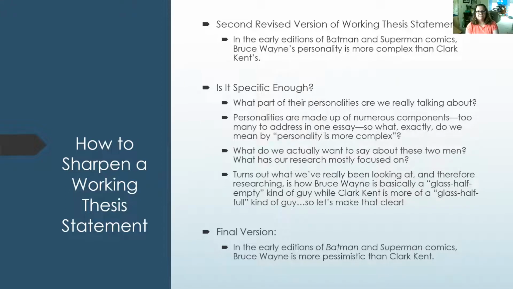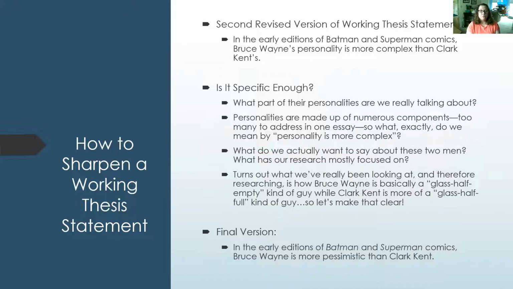Our original version, right? Batman's personality is more complex than Superman's. That was a good starting place. That was a good working thesis statement to get the ball rolling for us, so that we at least had some idea of the focus of our topic. But it's clear that that working thesis statement is not strong enough for a college level essay. It needed to be refined.